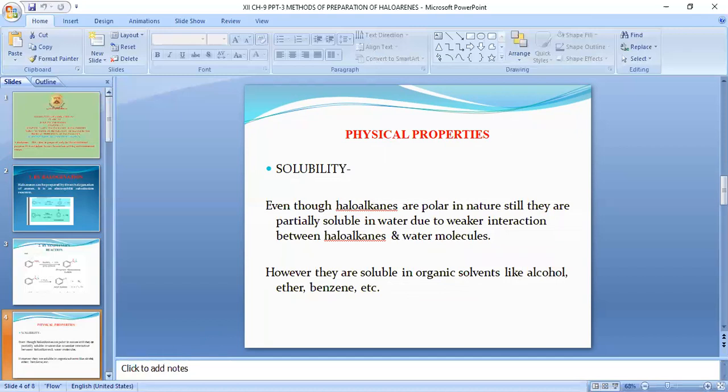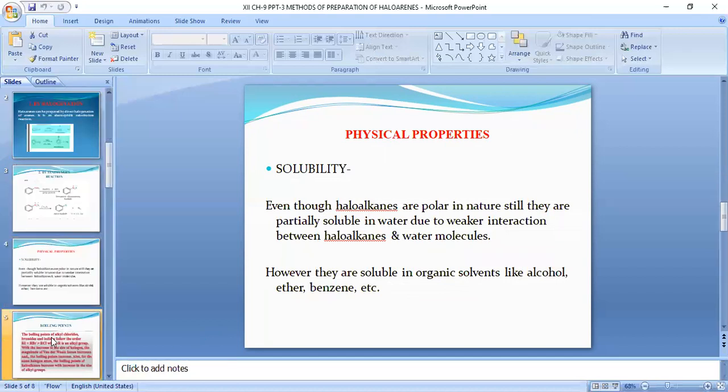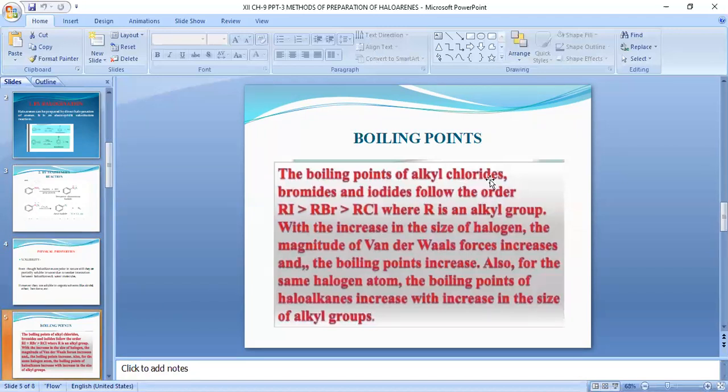The next physical property for our discussion is the boiling point. The boiling point of a molecule varies according to the molecular masses and the attractive forces. But the boiling point of alkyl chlorides, bromides, iodides follows the order RI > RBr > RCl, where R denotes an alkyl group and I, Br, Cl are the halogen atoms. As we can see here, RI is having the highest boiling point. Why? Because iodine is having the highest molecular mass.